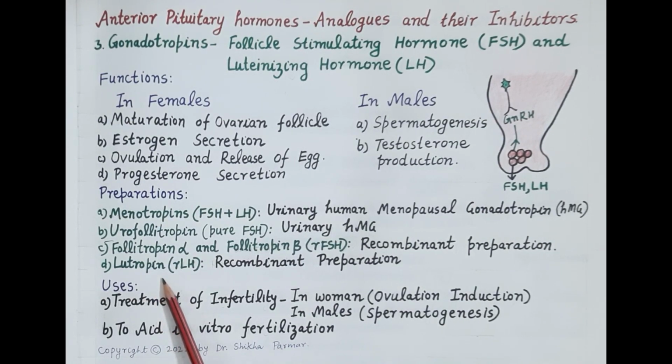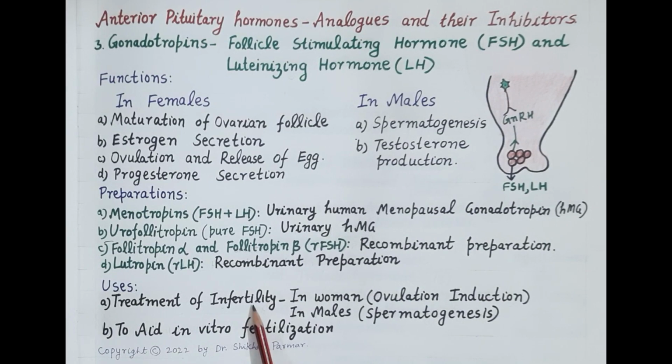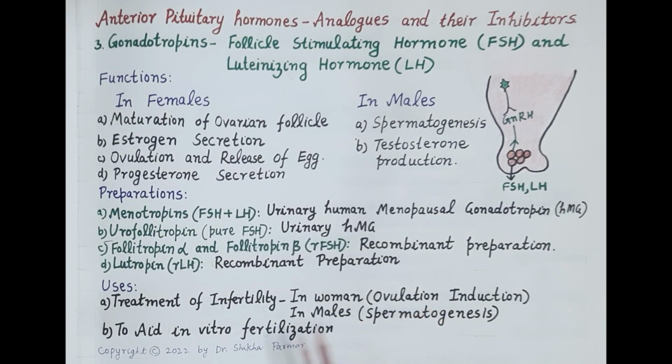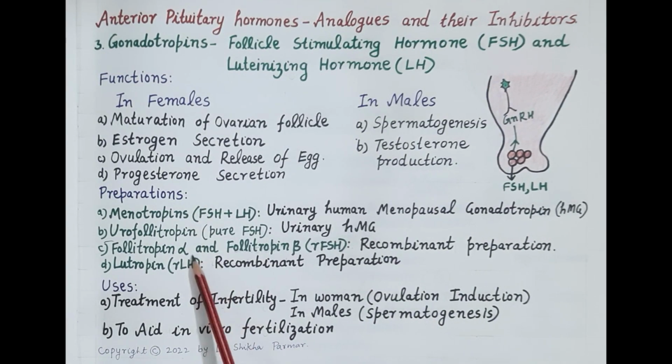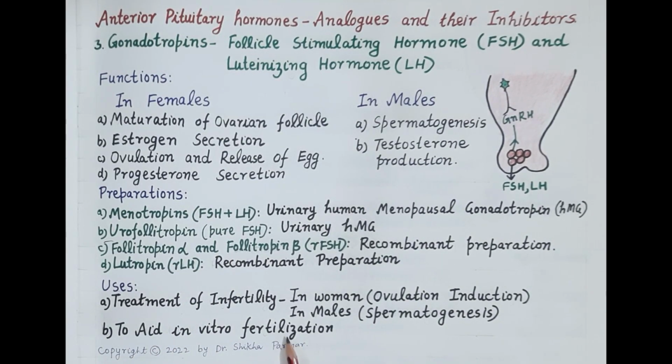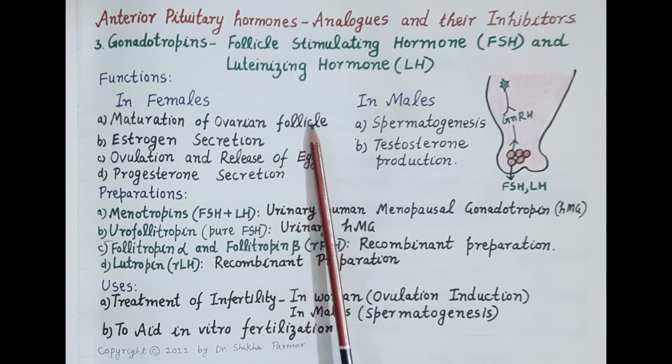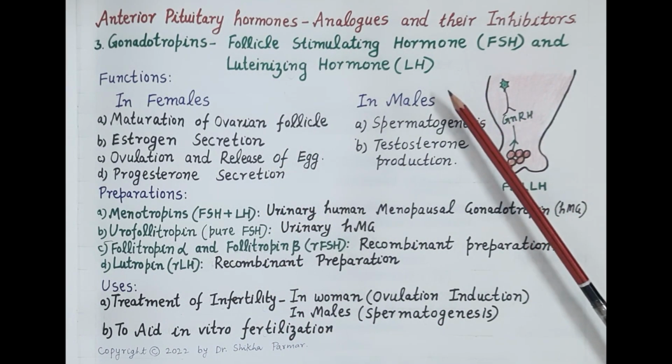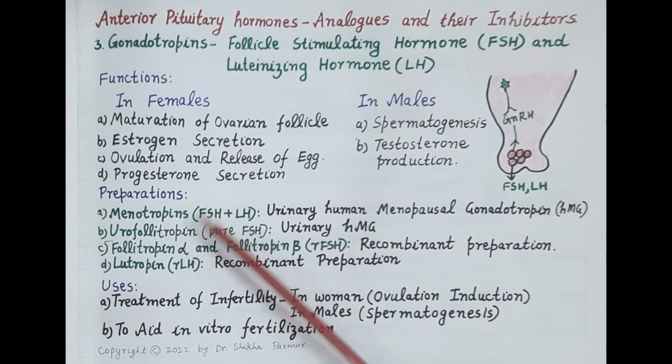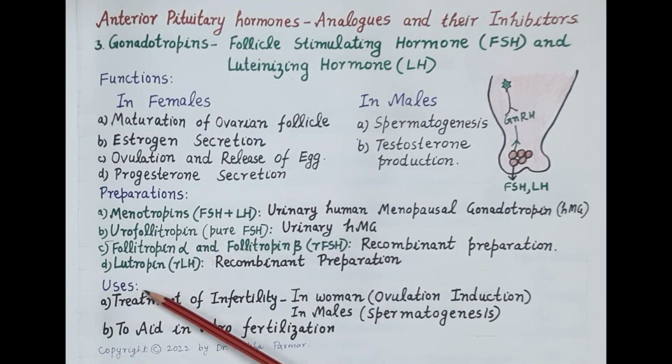Now, these preparations are used in the treatment of infertility. In women, these preparations are used to induce ovulation, while in males, these are used for the production of sperms, that is for spermatogenesis. These preparations are also used to aid in vitro fertilization. So, this is about gonadotropins, namely FSH, LH and their preparations and indications.